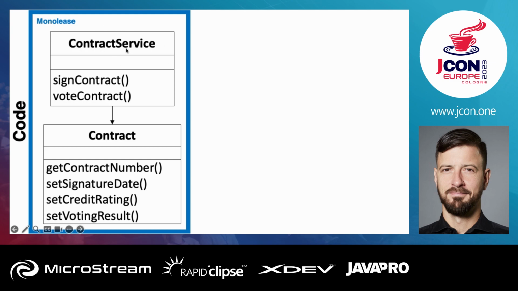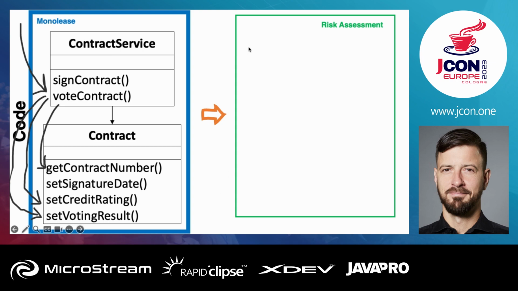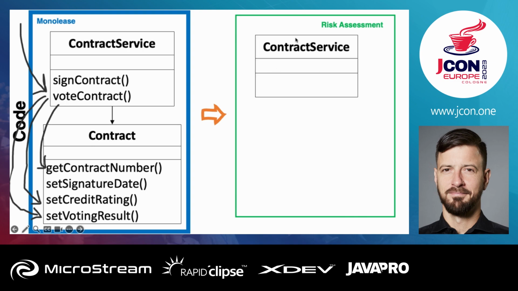So when we have this contract service and the contract, and we want to extract this method vote contract, then we have to understand, well, what does vote contract need? So it needs the contract number and the credit rating and the voting result. Then we start with creating a new package, or maybe even a new microservice. So the new bounded context risk assessment here. And then we build an empty class contract service. And then we copy vote contract to that. And vote contract will use credit rating and voting result and contract number.